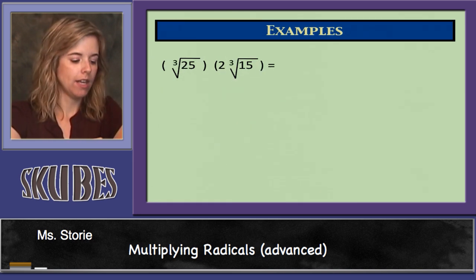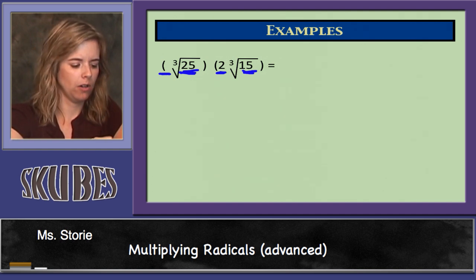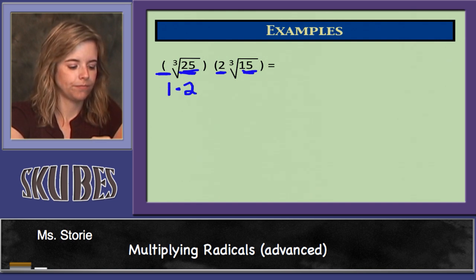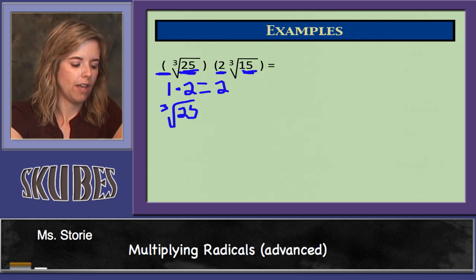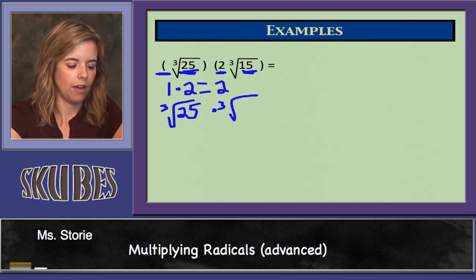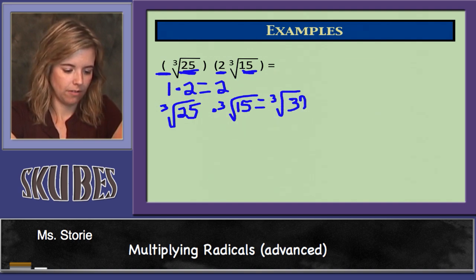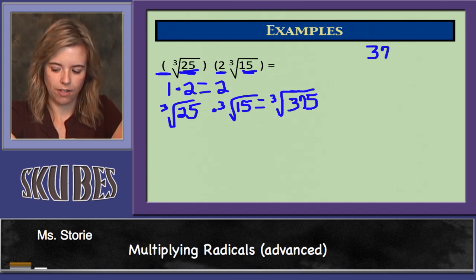Last example, let's try. I'm looking for this times this, and also my whole number times there. No, wait, I didn't have a whole number up here? Yeah, I do. If it's not written, it's assumed to be 1. So I have 1 times 2, which is 2. Now I'm looking to take the cube root of 25 and multiply it by the cube root of 15. So when I take those two, I'm still going to have a cube root, and now I'm going to have 375. Big number, which should tell you right there, break it down. We need to factor tree this.